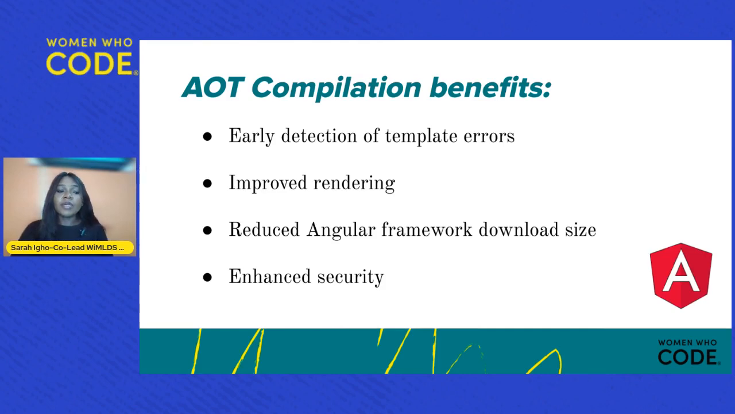And then you also have a smaller Angular framework download size, and then there's also the benefit of detecting template errors earlier, knowing that the AOT compilation mechanism uses three phases, which we have looked at earlier, and then it offers better security. Right? So there's enhanced security using the AOT compilation. So it's better to use the AOT compilation as opposed to the JIT compilation.